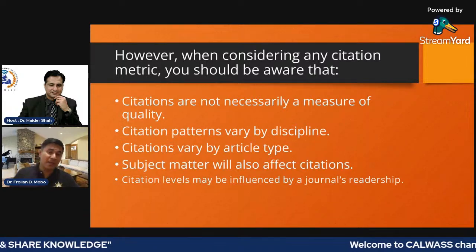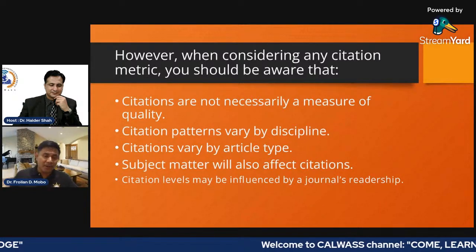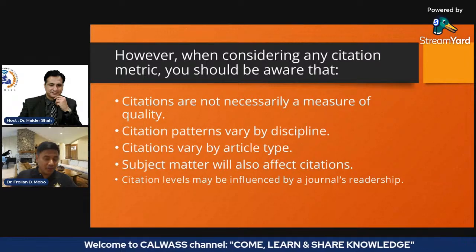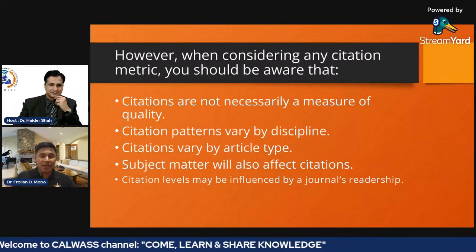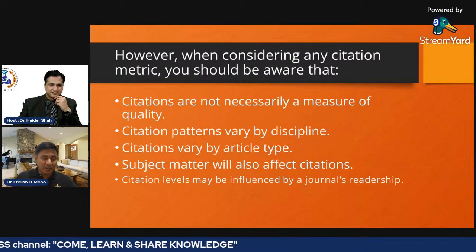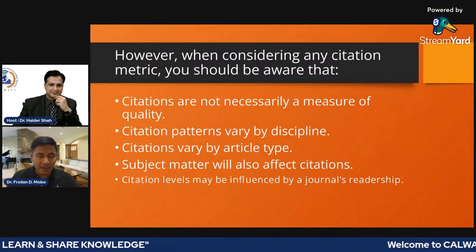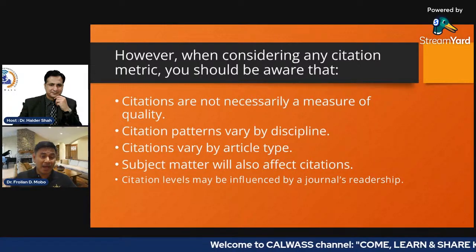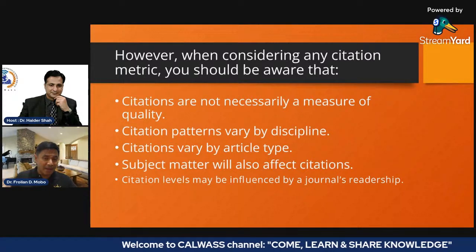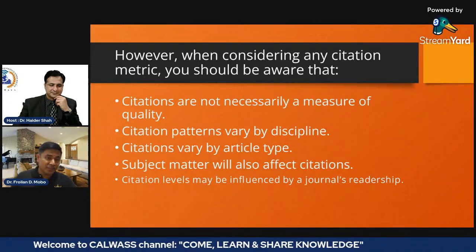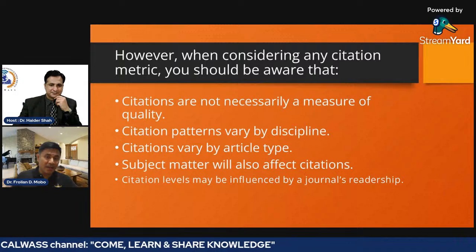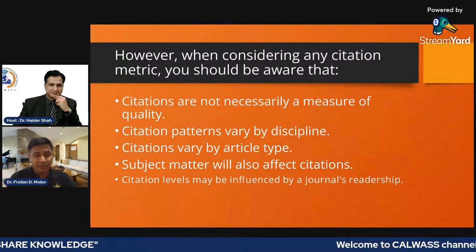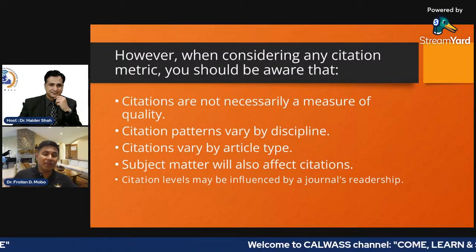You should be careful of fraud or predatory journals, which sometimes say that they're indexed with this and with that one. They have a high impact factor of this value, but be sure to check the exact data, because on my side, I always check the credibility and the criteria, whether they still meet the standard of a particular journal. And of course, citation levels may be influenced by a journal's readership.